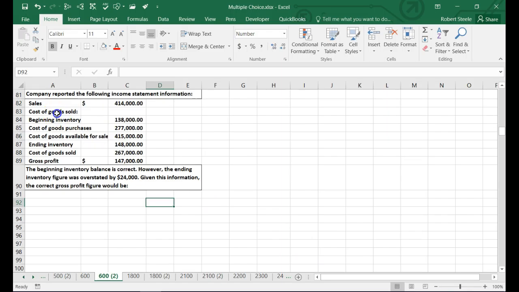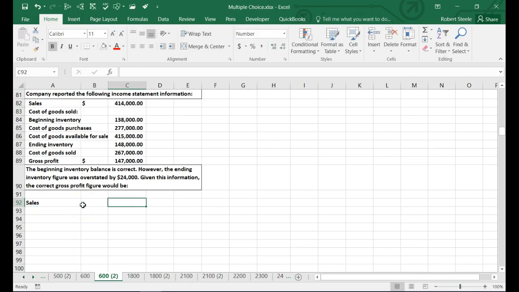Next one says, company reported the following income statement information. So we have sales, we've got the cost of goods sold, and we have gross profit calculations. It then says that the beginning inventory is correct. However, the ending inventory figure was overstated by 24,000. Given this information, the correct gross profit would be what? So we could just basically recalculate this.